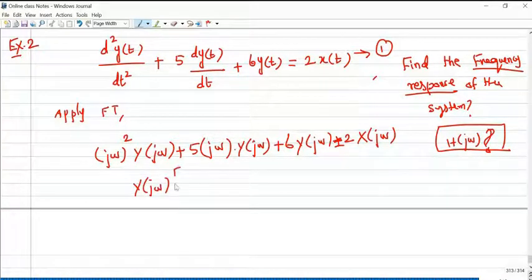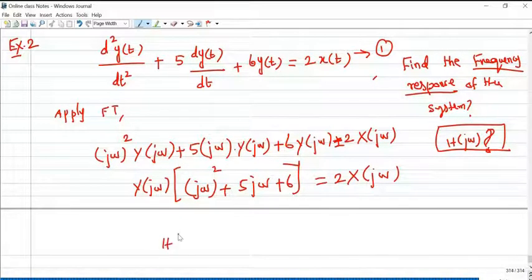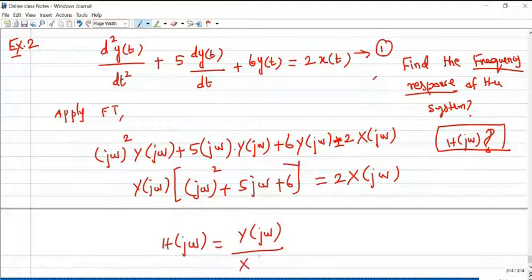Now take Y of jω outside: (jω)² + 5jω + 6 equals 2 X of jω. The transfer function H of jω, or frequency response of the system, is H equal to Y by X, the transform of the output of the system to the transform of the input of the system.